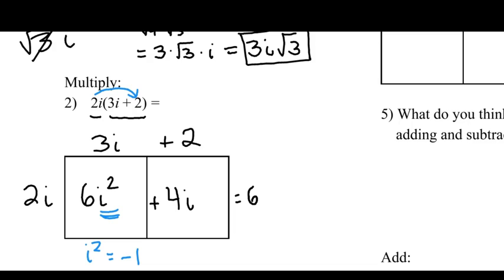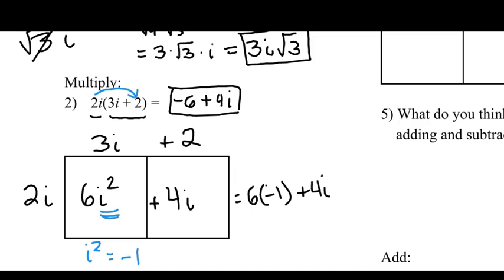Let's take it out. We have 6 times -1, because that's what i squared equals, plus 4i. And let's make that look a tiny bit better, and I'll move it back up to the top here. This is -6 plus 4i. And that would be the answer.